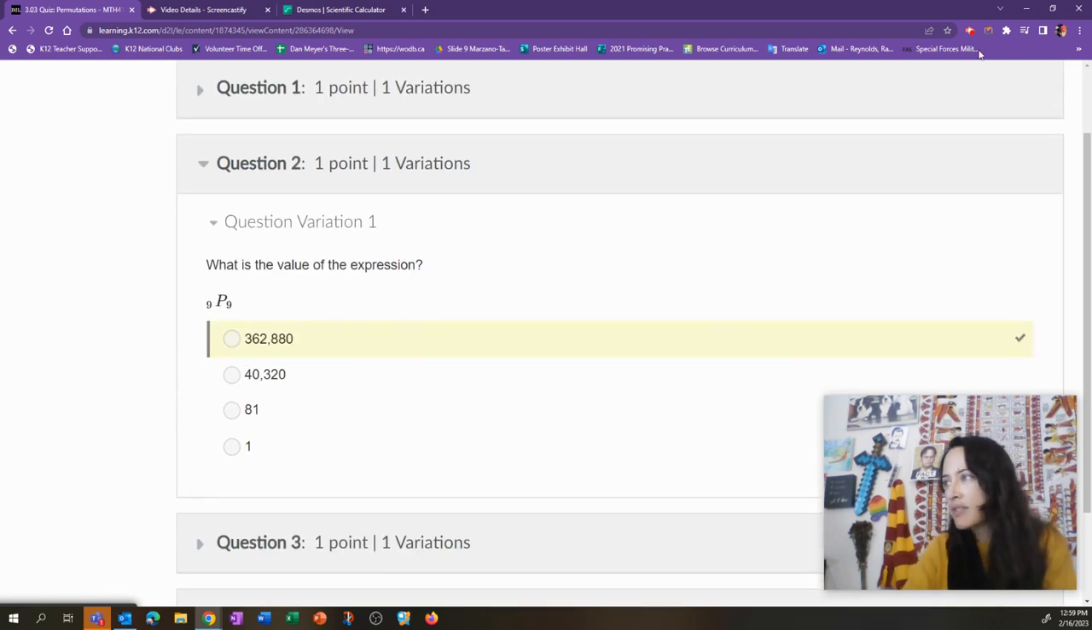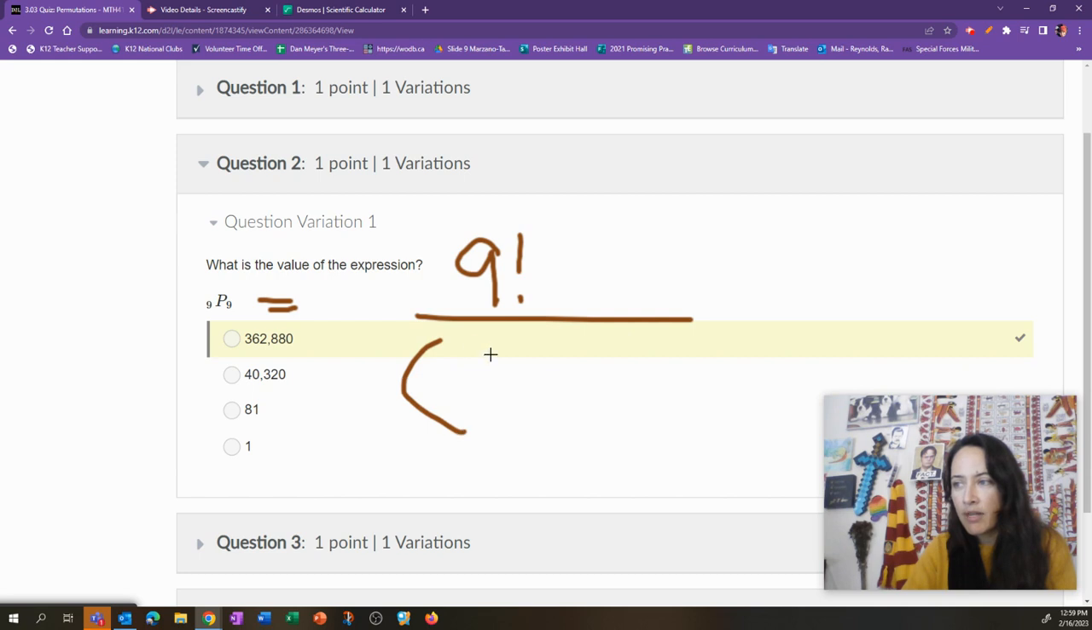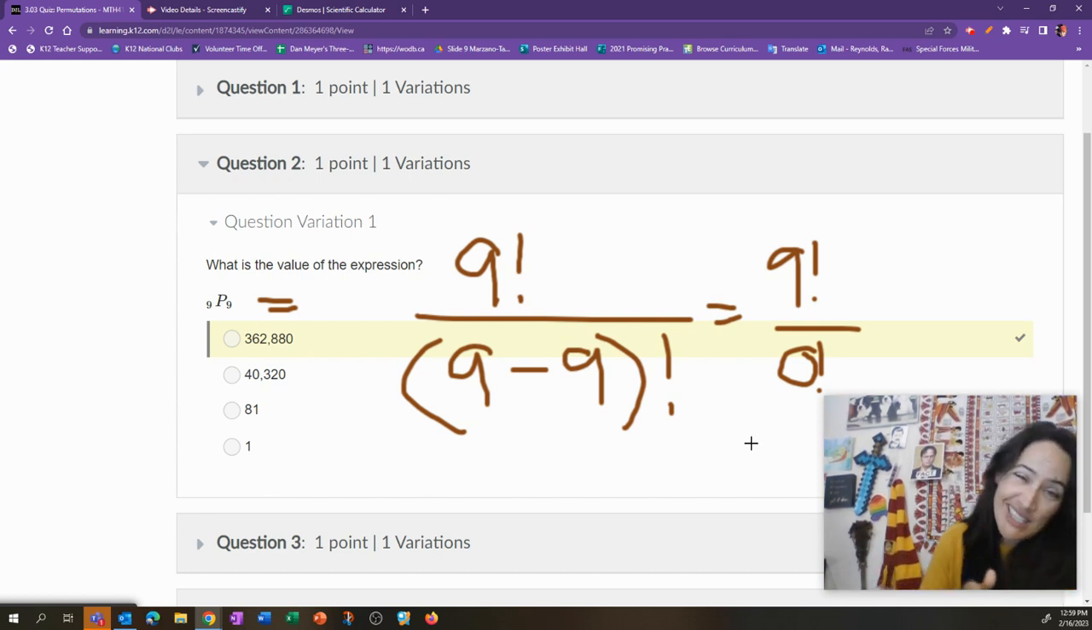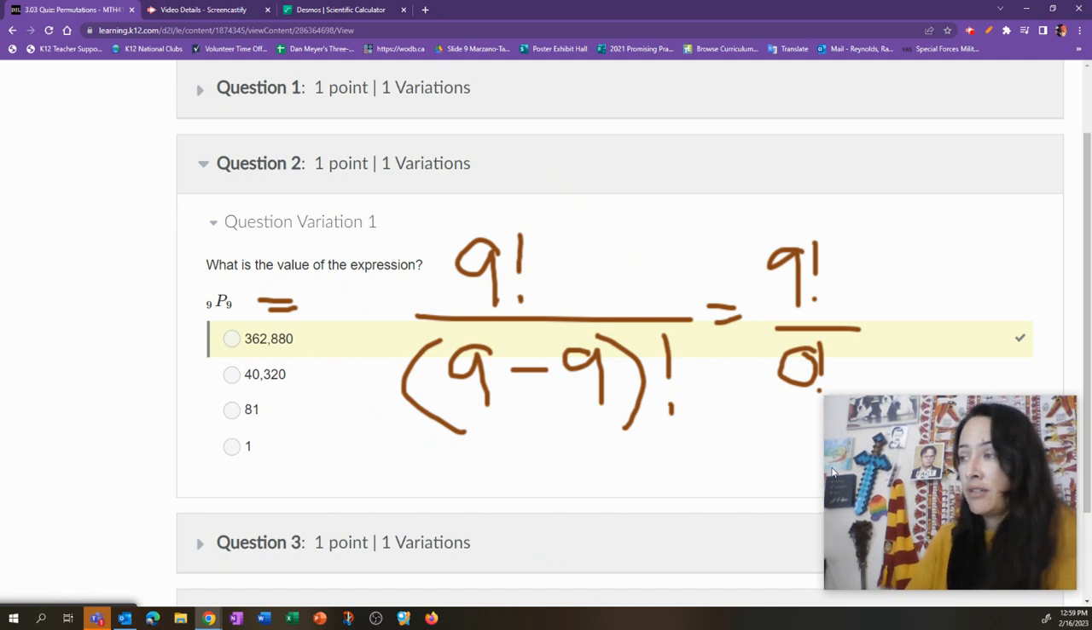Woo! 9 choose 9. So we'll go use our calculator, but I want to remind you this means 9 factorial over (9 minus 9). Remember, (n minus r) factorial, which will become 9 factorial over 0 factorial. We can't have division by 0. It's not, because 0 factorial actually equals, we define it to equal 1. Okay, so if you see 0 factorial, it's just 1, which becomes just 9 factorial. Let's go play on our calculator.